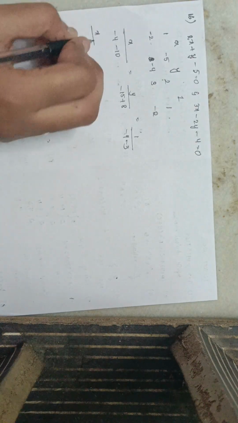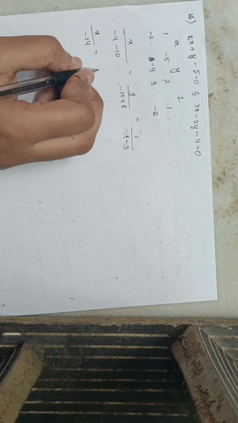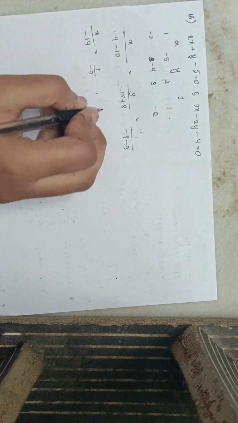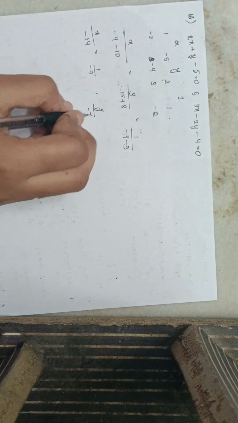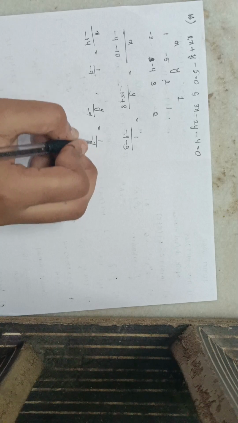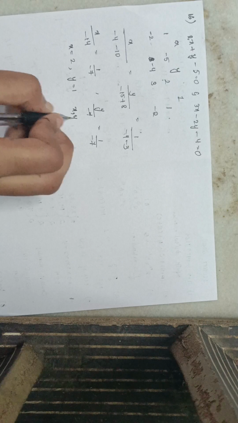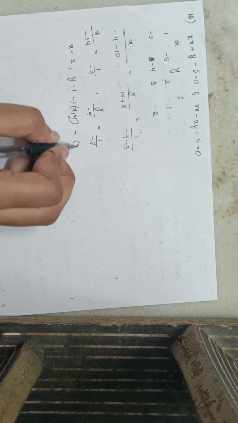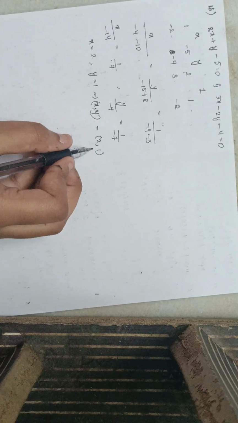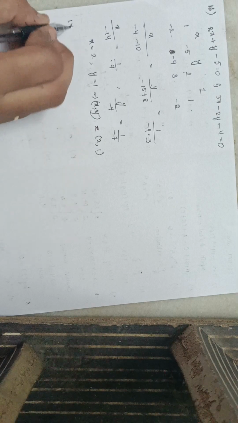So that tends to x by minus 14 equals 1 by minus 7, and y by minus 7 equals 1 by minus 7. So x equals 2, y equals 1, that is x comma y equals 2, 1. So the option is 2, 1. 17th one.